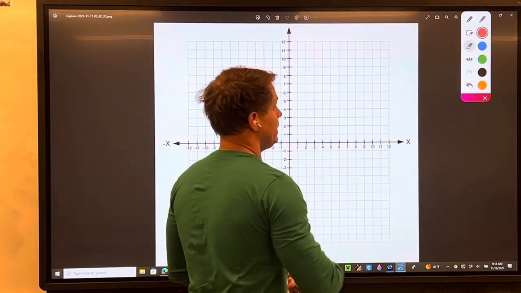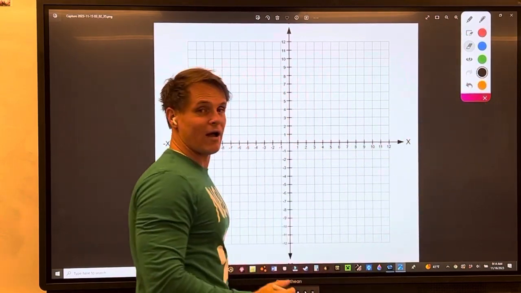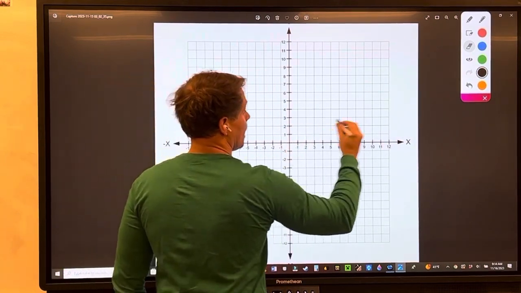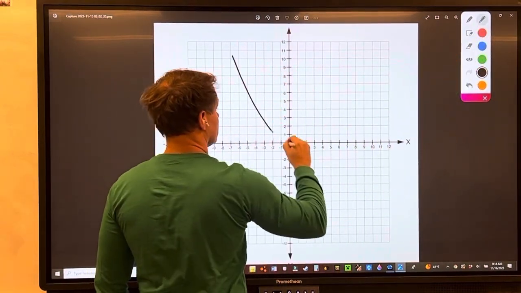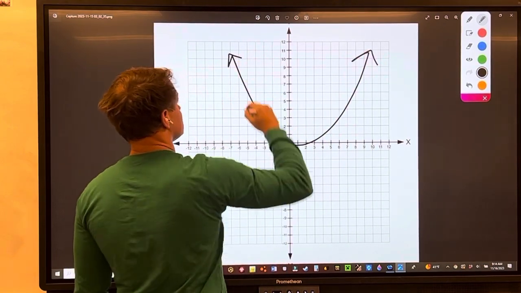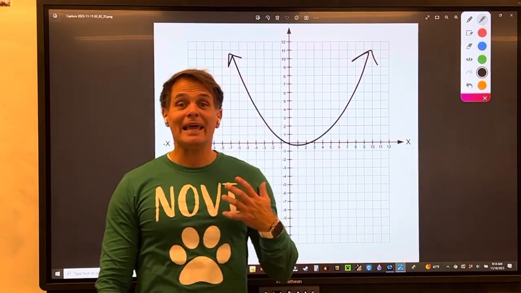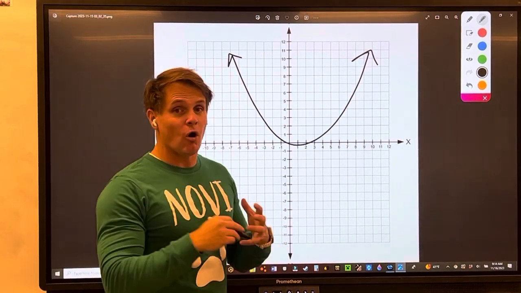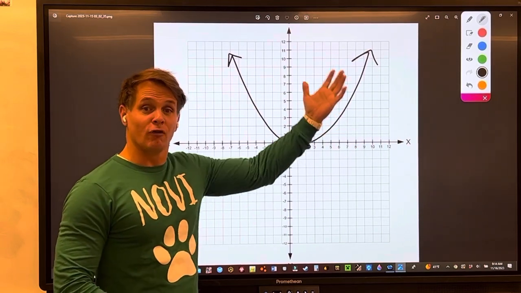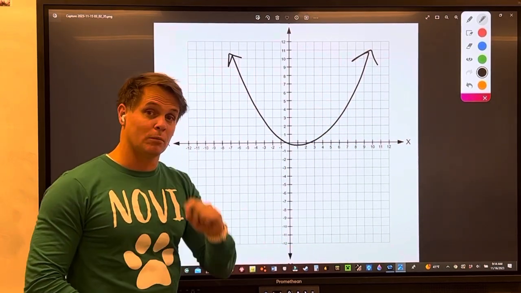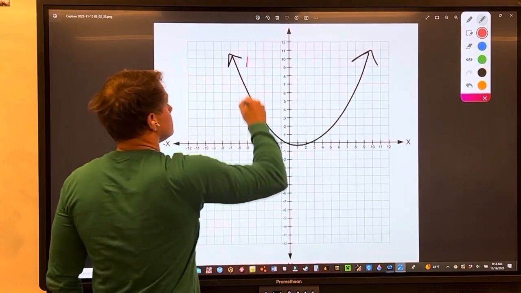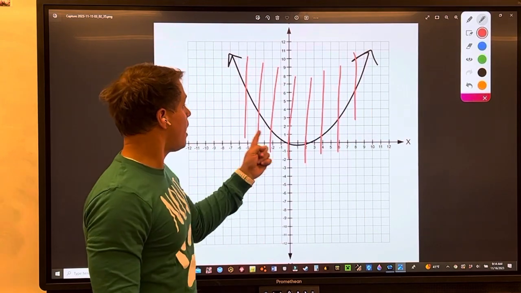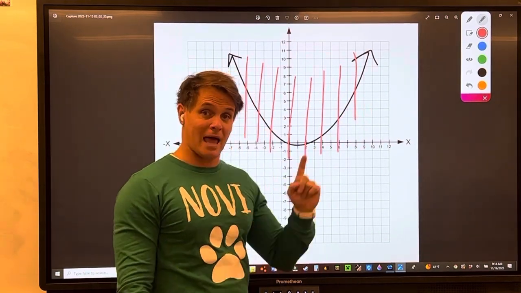Another example would be a graph that a lot of you are probably familiar with, I hope, a parabola. A parabola is a U shape. It looks something like this. A parabola is a function because it passes the vertical line test. At no point on this graph can I draw a vertical line that touches it in more than one place. So since every vertical line I draw only touches the graph in one place, that makes it a function.